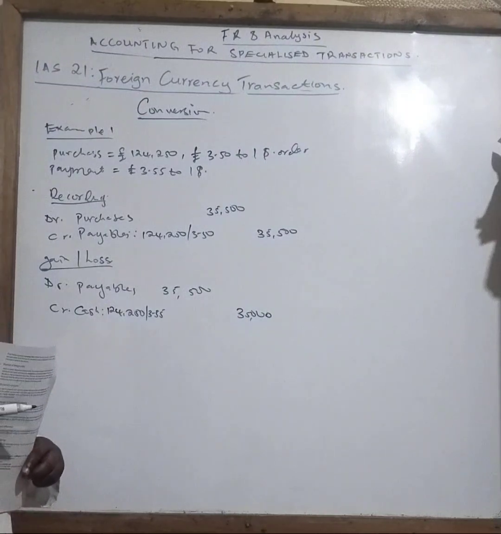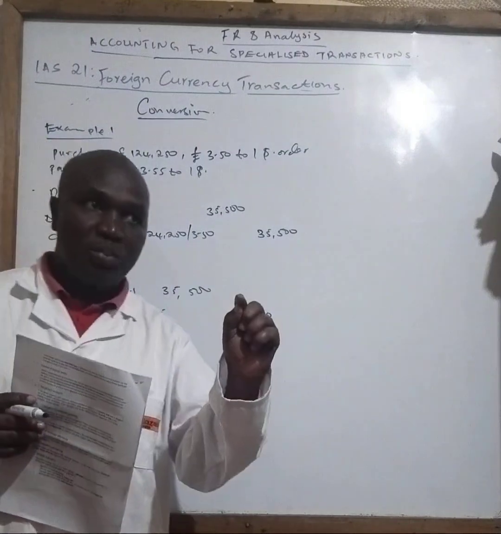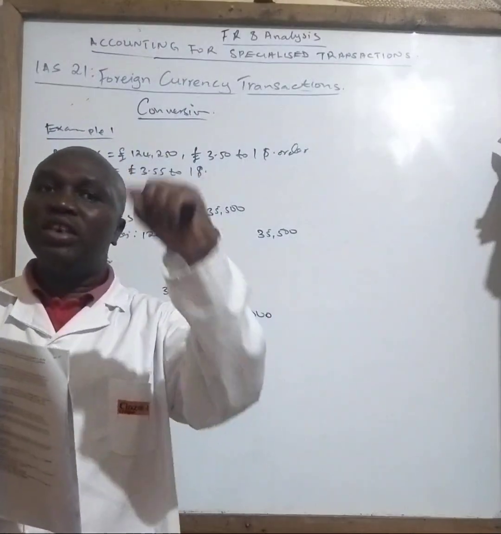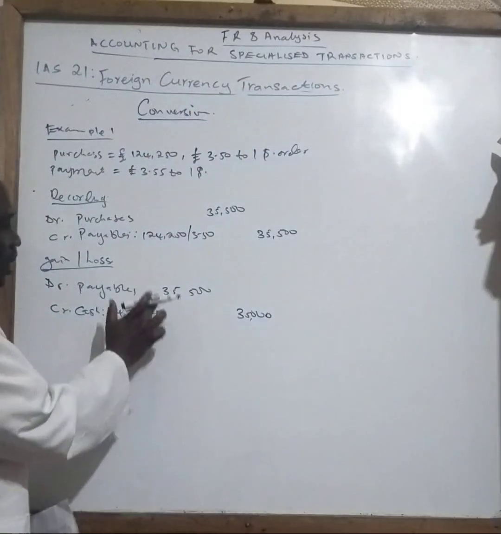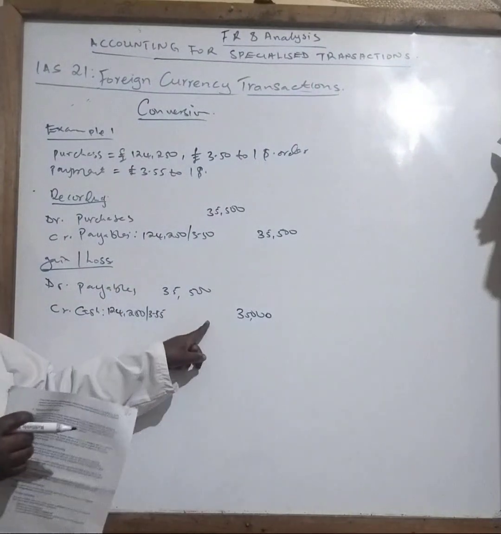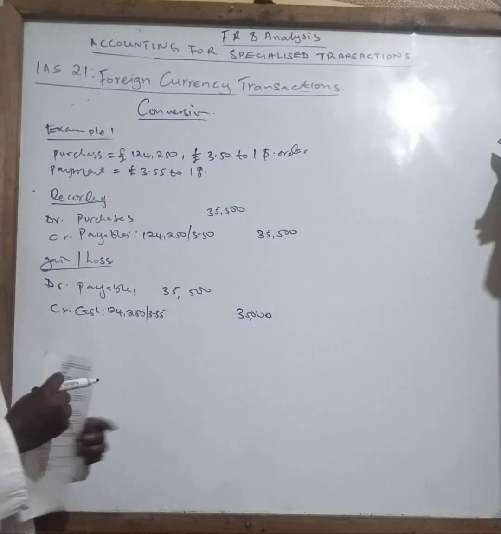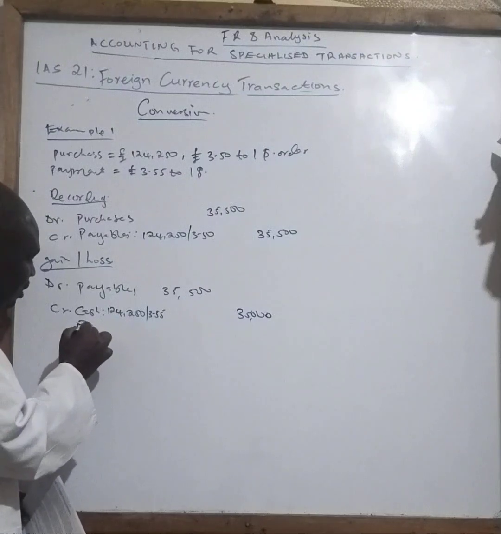The rule here is do not touch any transaction recorded at the beginning. Do not interfere with this by saying, let me balance, you remove this one. No, you bring in what we call exchange difference.